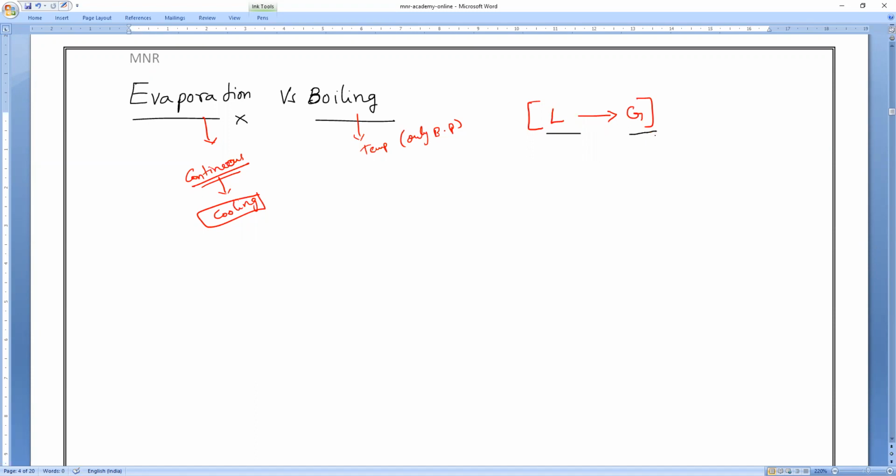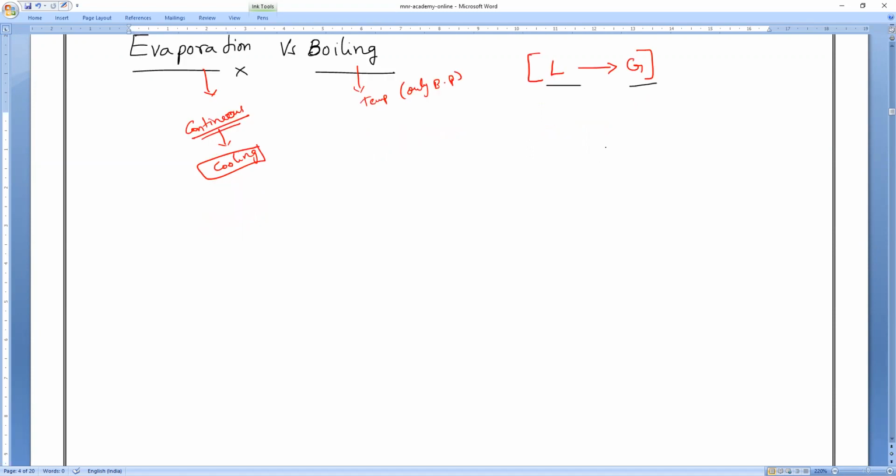Liquid to gas. So boiling is an evaporation process, but evaporation cannot always be boiling. Am I right, everybody? True or not? Yes, sir. So boiling is an evaporation process because it is a temporary process, but evaporation is not a boiling process.